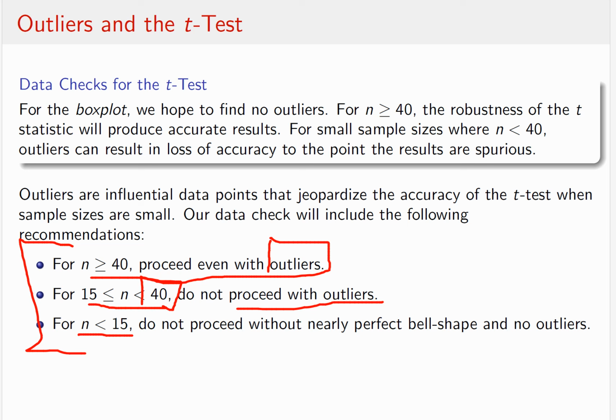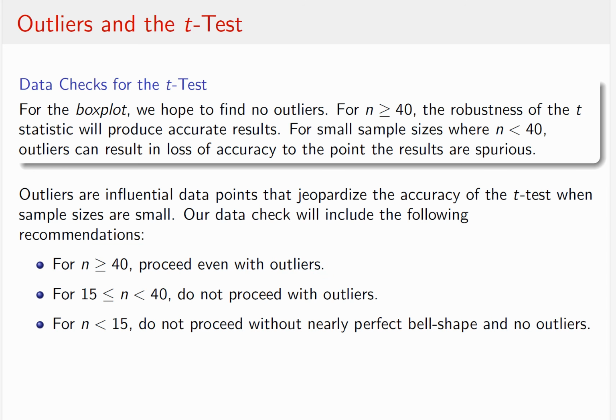Well, then we're going to have to see a nearly perfect bell shape in the density plot, or we might use a stem plot, and no outliers. Everything's going to have to be nearly perfect. Why? Well, because it's just such a tiny sample size that we're going to need things to work out really well for us before those data are going to be appropriate for t procedures.